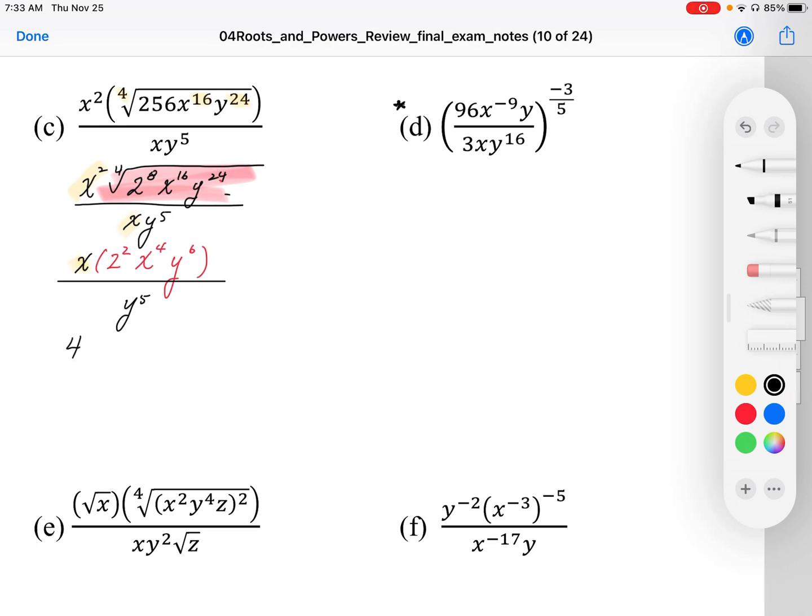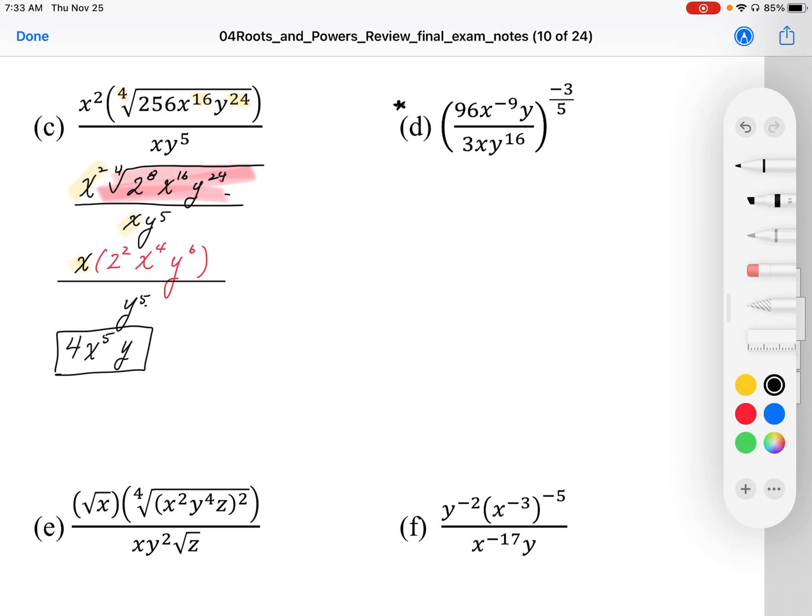So we can then combine things. I can leave that as 2 squared, but I'm going to work that out as 4. I have x to the power of 5, and then 5 divides, 6 multiplies, so I have 1 multiply left over. So there's my final answer.